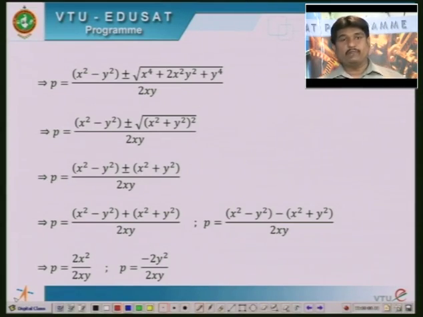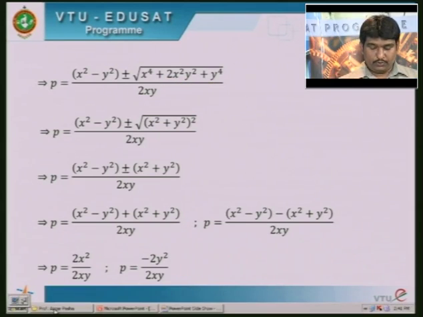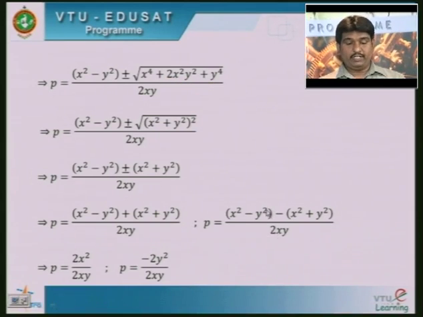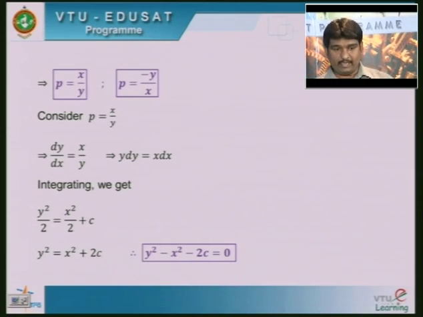P equals to x square minus y square plus or minus root of x to the power of 4 plus 2x square y square plus y to the power of 4 divided by 2xy. This is nothing but x square plus y square the whole square under the root, and after that when you simplify it you will get two roots as p equals to 2x square by 2xy and p equals to minus 2y square divided by 2xy. You simplify this. P is x by y and one more root is minus y by x.